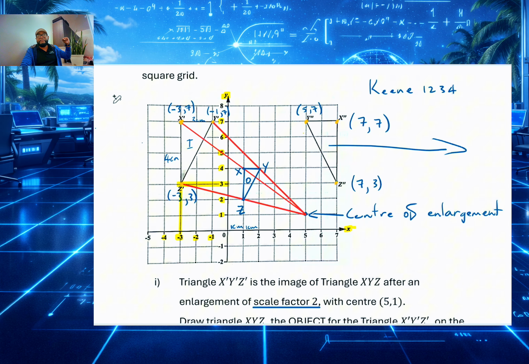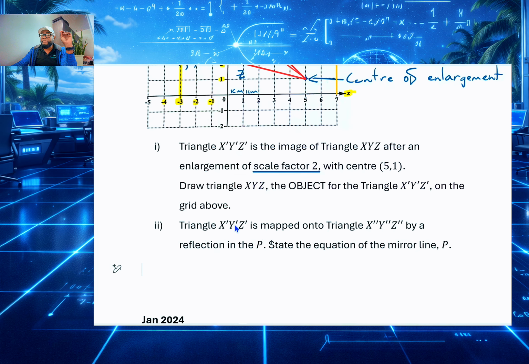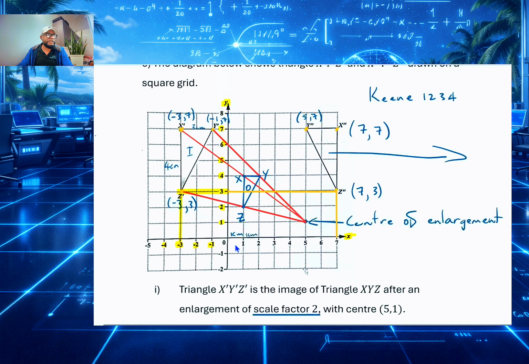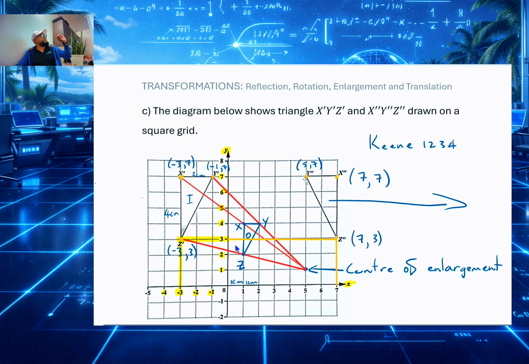This one, right? So part 2, the triangle x prime, y prime, z prime is mapped onto triangle x double prime, y double prime, z double prime by a reflection in the line P. So state the equation of the mirror line P. How do we state this equation? We need to figure out the location of a line which will be exactly midway between these two triangles. What is the distance between two corresponding points? It would be 1, 2, 3, 4, 5, 6. So 6 spaces in between.